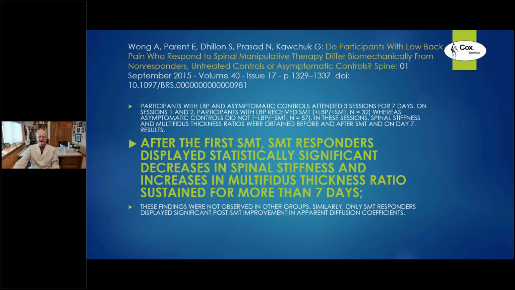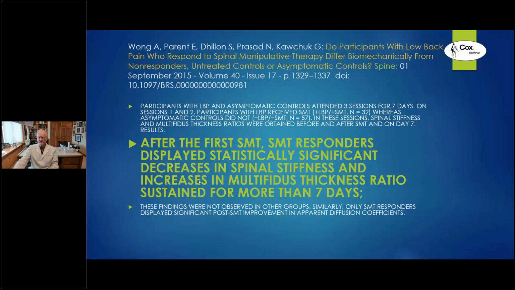And Wong said that after the first spinal manipulation treatment, those who responded positively displayed a statistically significant decrease in spinal stiffness and increase in multifidus muscle thickness that lasted for 7 days. We increased physiological range of motion to have a positive benefit of what we do as manipulating physicians.